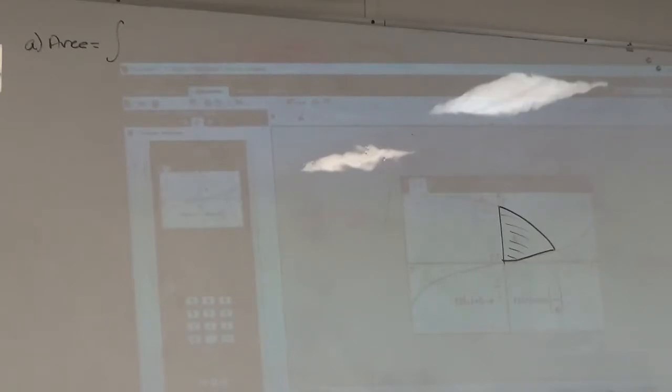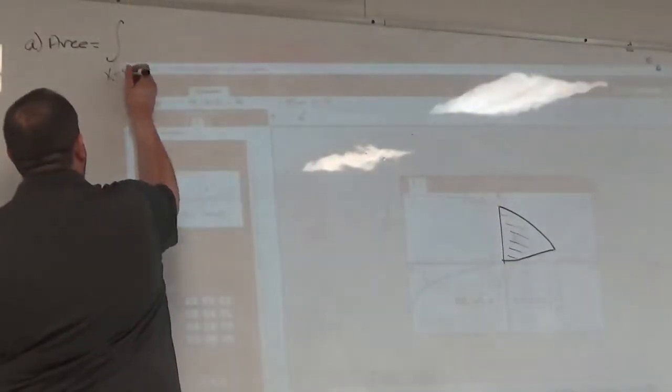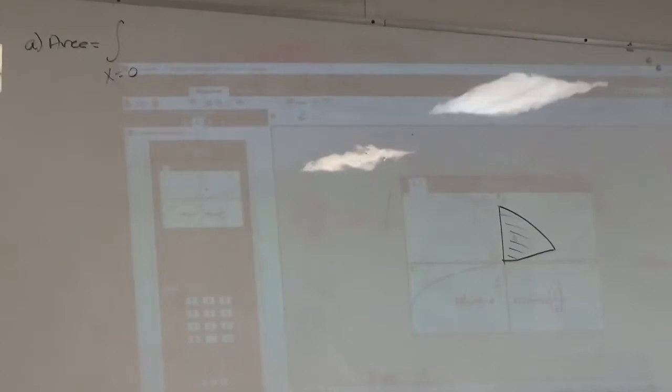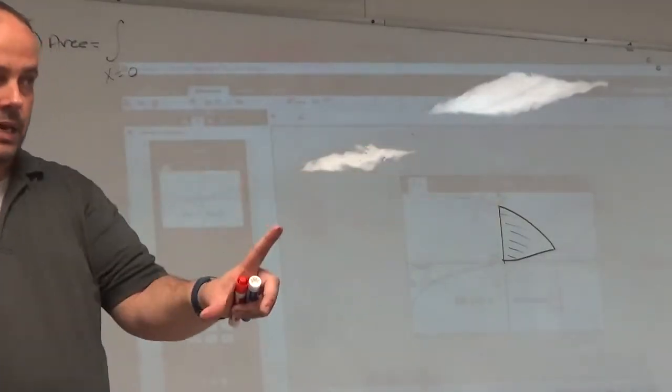Hopefully the start is easy. Where do we start? 0. Everybody okay? We're going to start at x equals 0. Where do we end? The intersection. It's not 3. It's 2 point something. Is everybody okay? We need the intersection point?